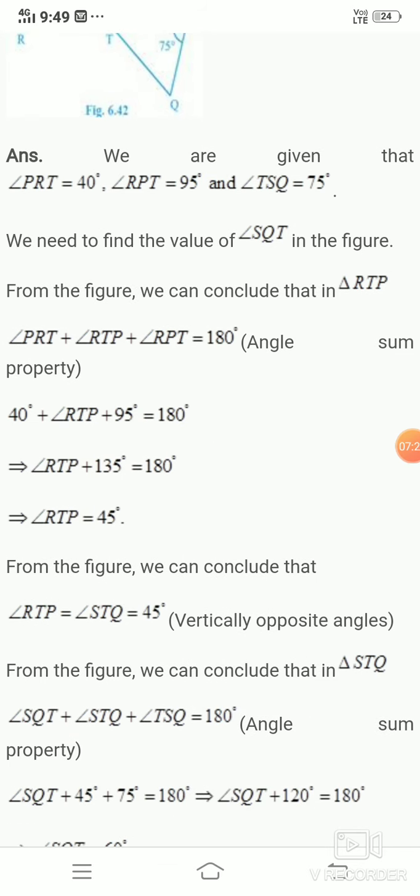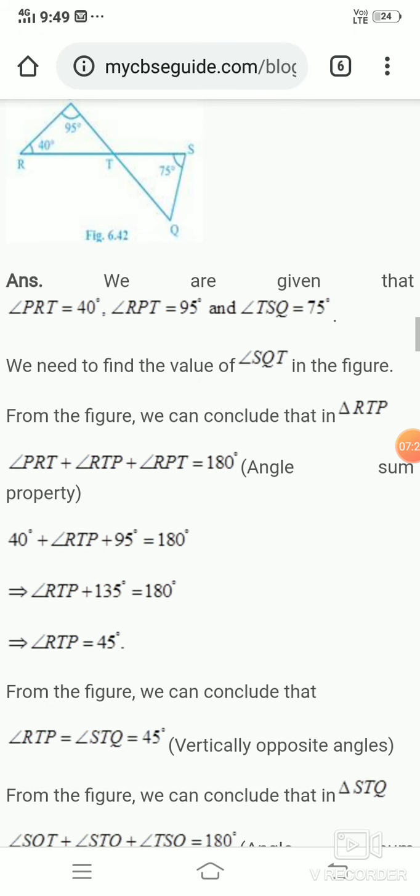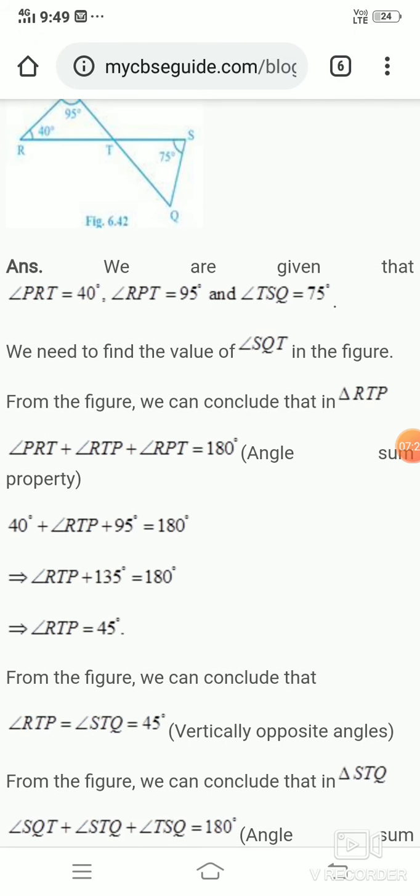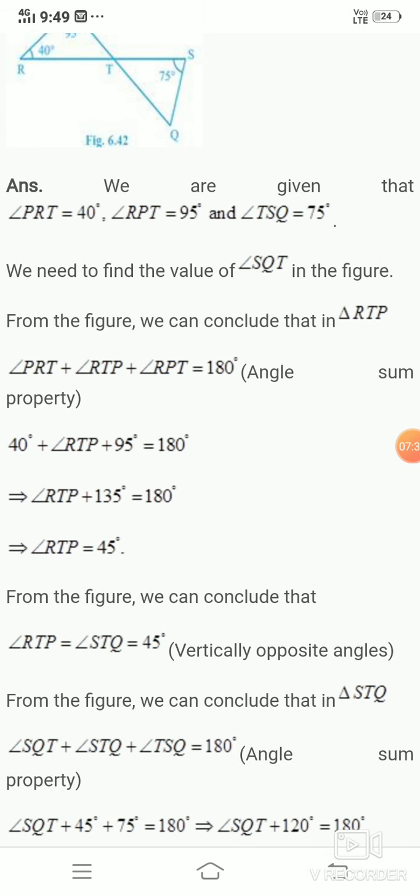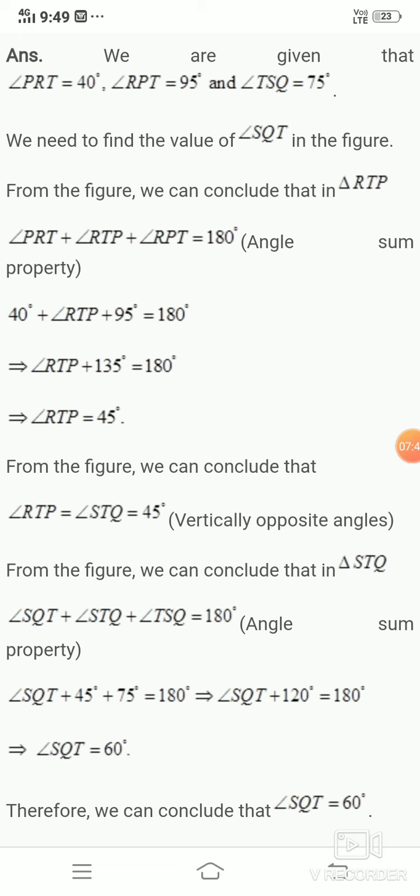Now in the given triangle STQ, angle S you know, angle T you know, you can find angle Q by using the angle sum property. So finally you can conclude SQT plus STQ plus TSQ angle equals 180 degrees. Substitute the 45 degrees and 75 degrees. So that is SQT equals 180 degrees minus 120 degrees. So SQT equals 60 degrees.